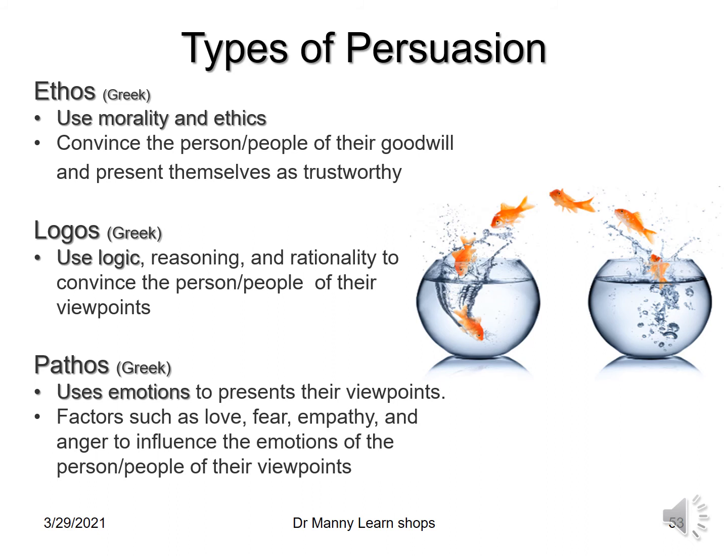Logos uses logic or reasoning and rationality to convince the person or people of their viewpoints. It makes sense to do that. There's a reason why we do that. Pathos uses emotions to present viewpoints such as love, fear, empathy, anger, to influence the emotions of the person or the people of their viewpoints.